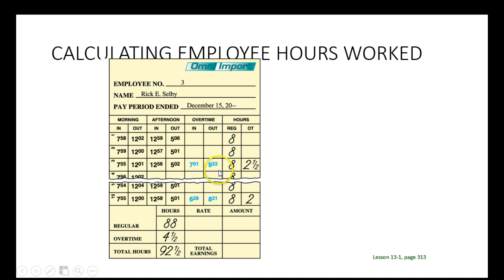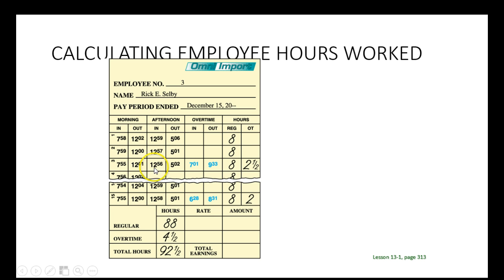So how to calculate this? Again, we're going to just add up the hours. So this person worked from 8 to 12. We're always going to round up or round down. They worked 8 to 12. They made up those 2 minutes. And then they worked 1 to 5. Total of 8 hours. It's not going to be by the minute.